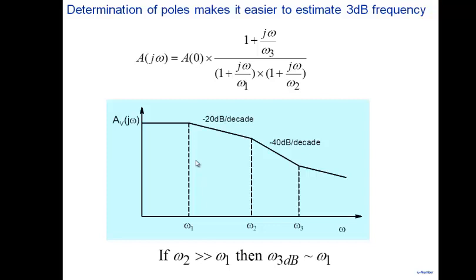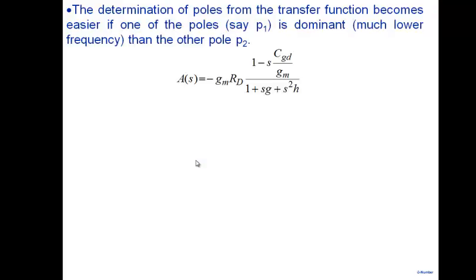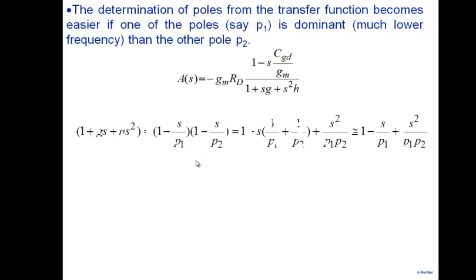Whoever is giving you an expression for a 3 dB frequency is usually making those assumptions, that I have a dominant pole in the system. Once you say I have a dominant pole in the system, then you can say my omega 3 dB is approximately equal to omega 1, the dominant pole. Okay? So let's see. This is the expression that I have. So what I'm going to do is the following. Note, 1 plus G that you see here, I write it as (1 minus S by P1)(1 minus S by P2). Two poles are there. We write it like this here.